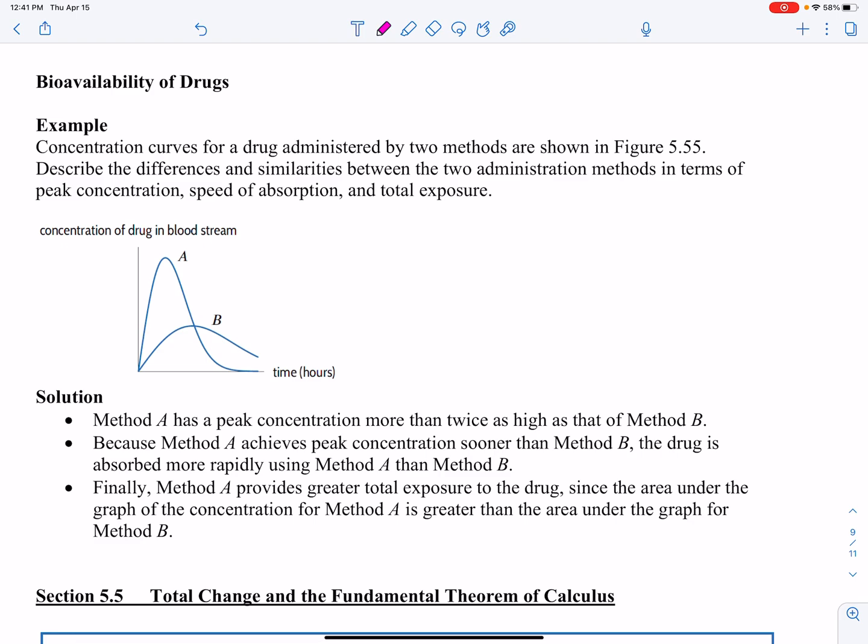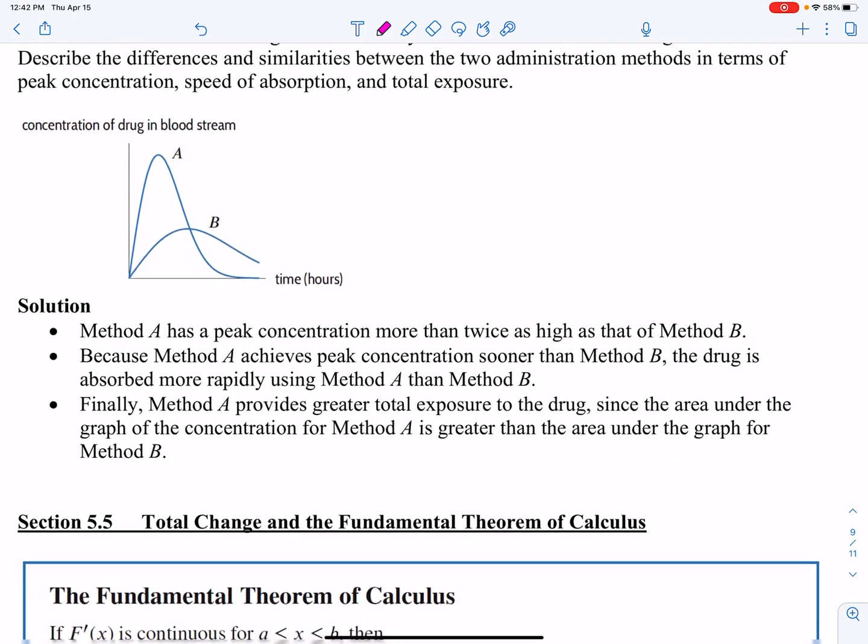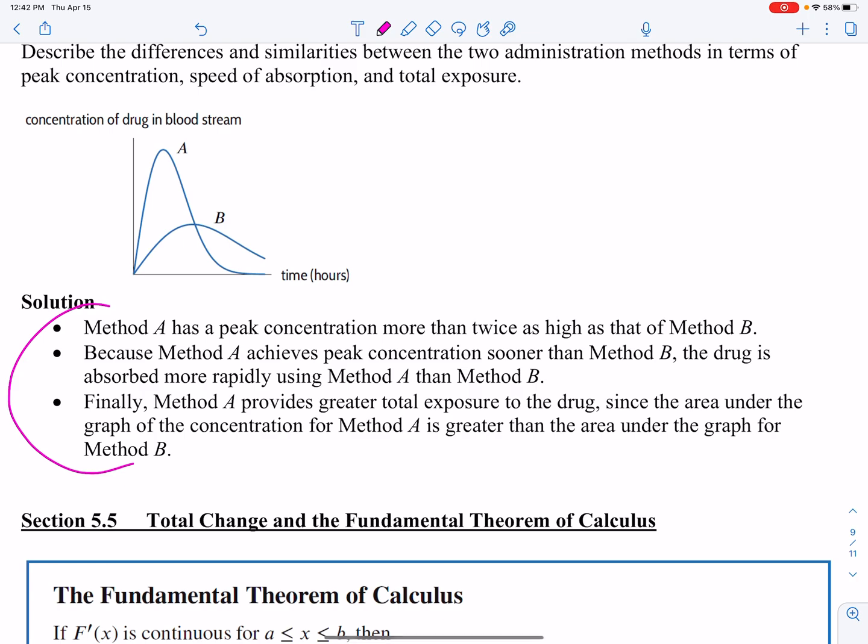All right, we can apply this to the bioavailability of drugs as well. So example, concentration curves for a drug administered by 2 methods are shown in this graph below. Describe the differences and similarities between the 2 administration methods in terms of peak concentration, speed of absorption, and total exposure. All right. So here we go. There's the answer. So we'll talk about these.